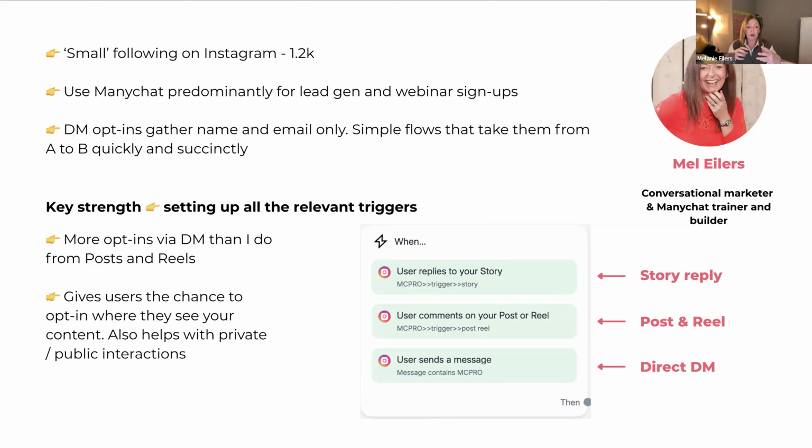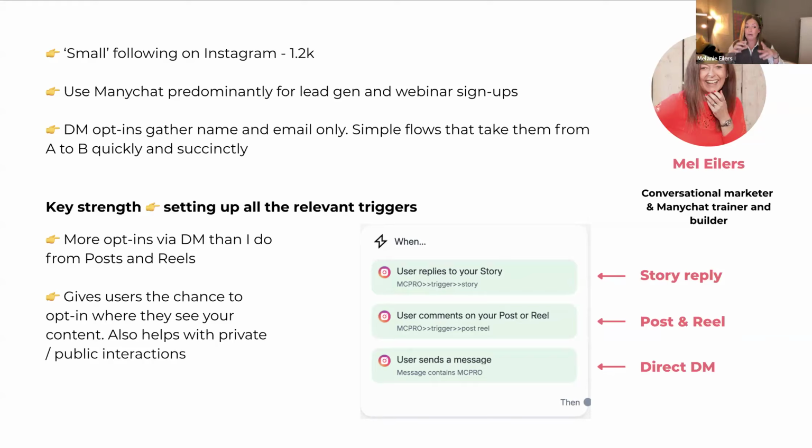For my clients as well, I also set up the Instagram live trigger because it gives them an opportunity to be a lot more sporadic in their content. If they suddenly want to go live and talk about their latest webinar, they know that all those keywords are set up. So firstly, set up all the triggers because it gives your users the chance to opt in where they are seeing your content.